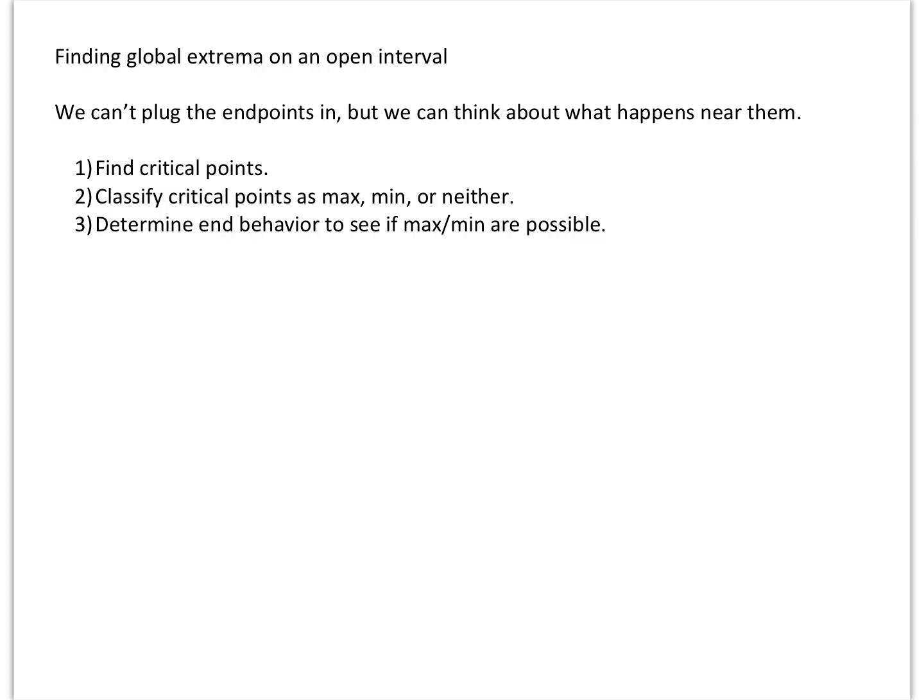Okay, so now we can also find sometimes global extrema on an open interval. We can't plug the endpoints in because the endpoints aren't part of the interval, but we can think about what happens near them. Okay, so still have a 3-step process. Find the critical points, classify each critical point as a max, a min, or neither, and then determine the end behavior to see if a max or min is possible.